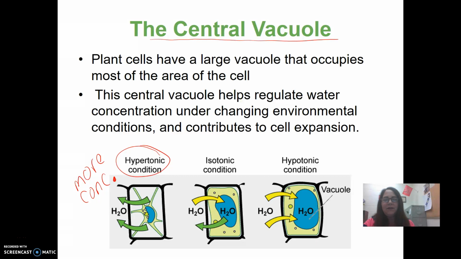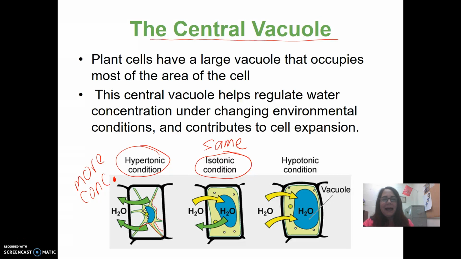So, for example, if we tried to feed our plant salt water instead of fresh water, it would cause the central vacuole to lose water, and it would cause the plasma membrane to shrink away from the cell wall. See how it's all shrunk away, and basically it would kill the plant. If the plant is placed into a solution that's isotonic to the plant, the solution inside the plant has the same concentration as the solution outside, then there's not going to be any change in the size of the central vacuole. It's just going to be normal size.